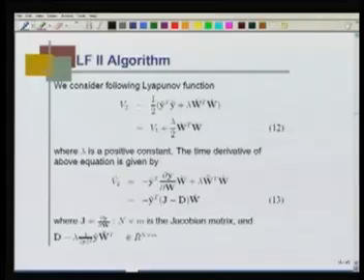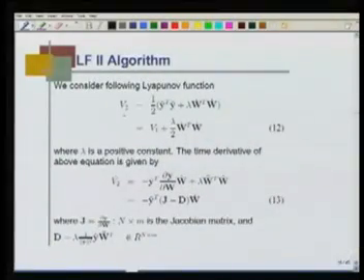So, this is the second version of that same algorithm, where our Lyapunov function V2 is the earlier Lyapunov function. This was the earlier Lyapunov function we took, and we added a term which is lambda into W dot transpose W dot. This term was added into the error function V2.